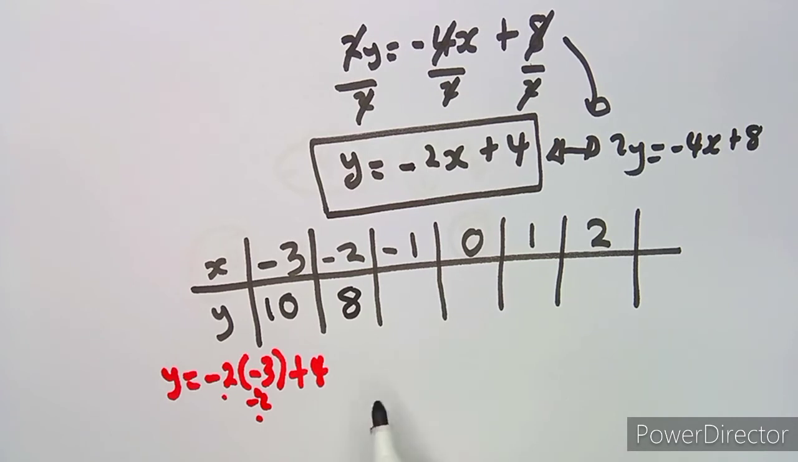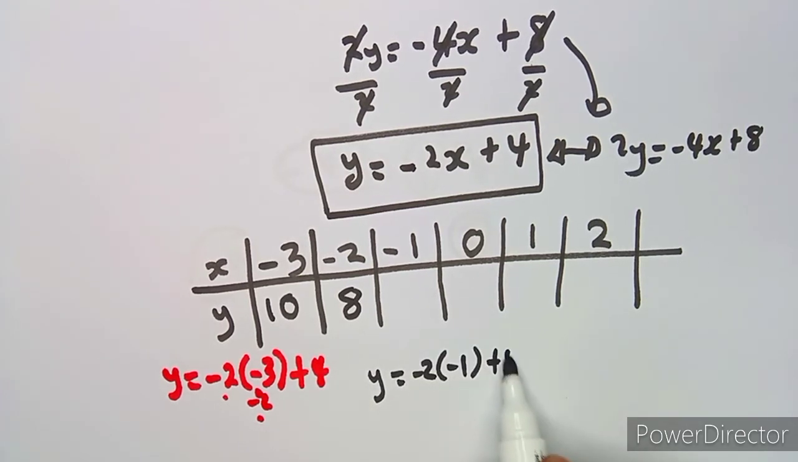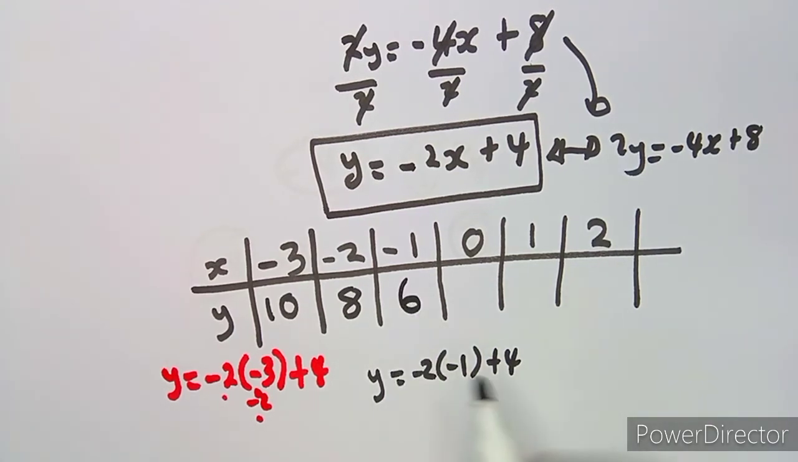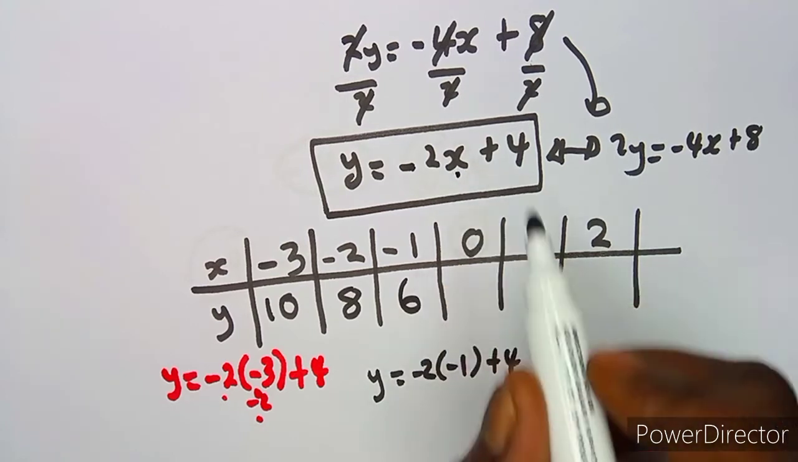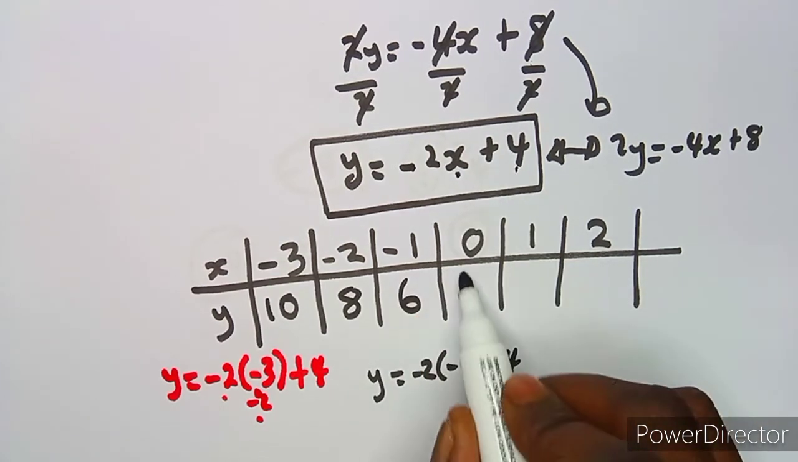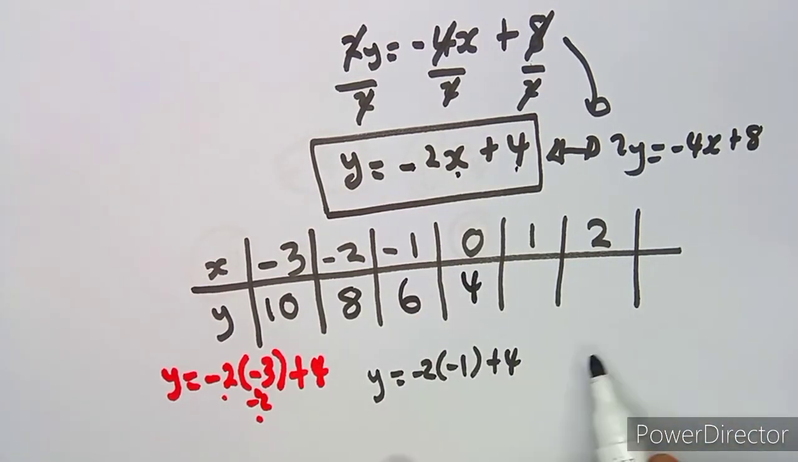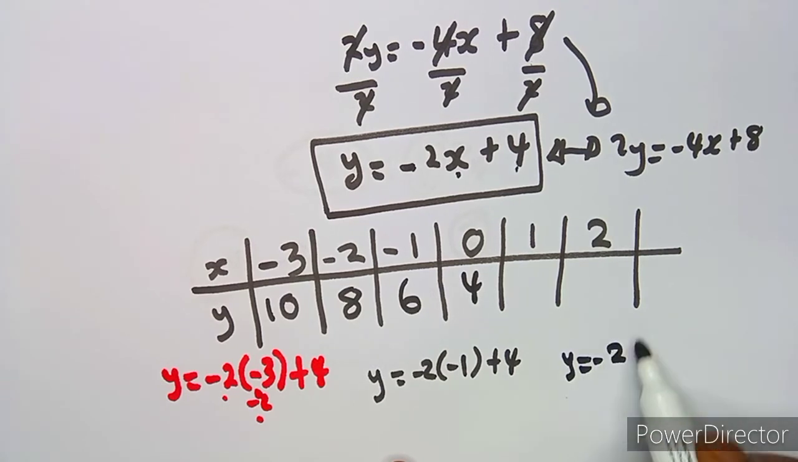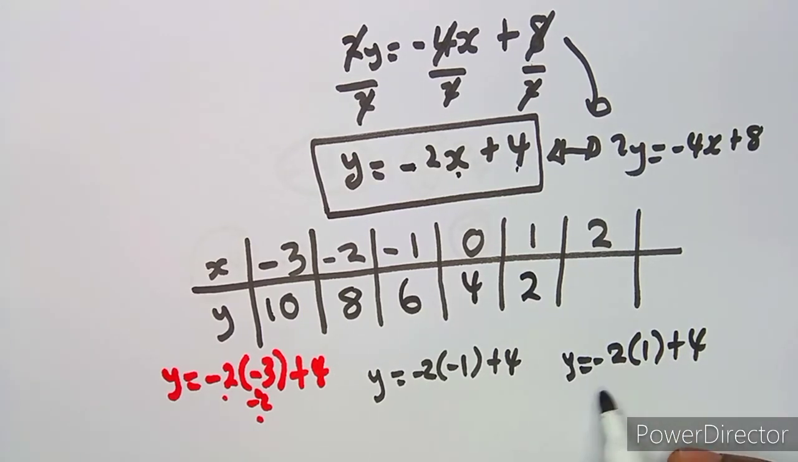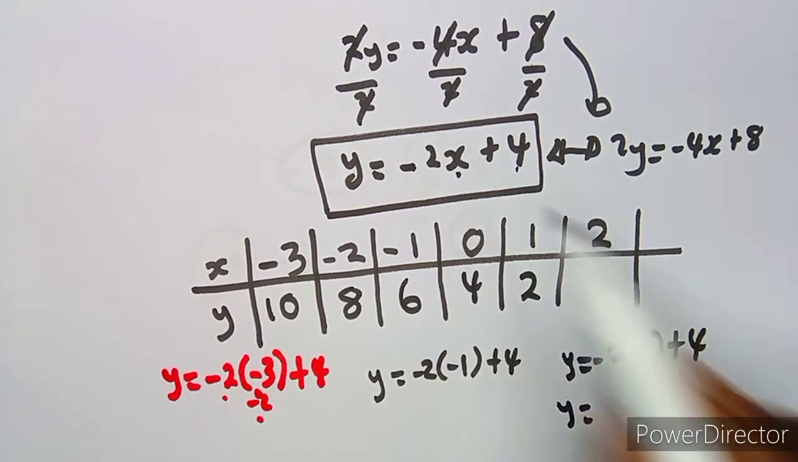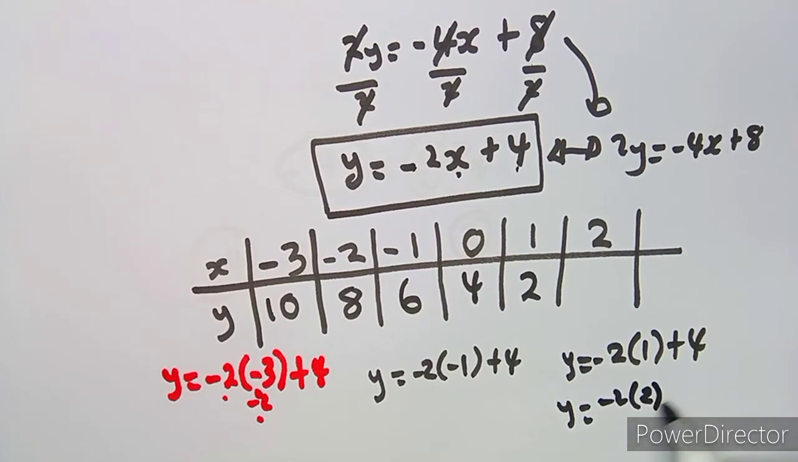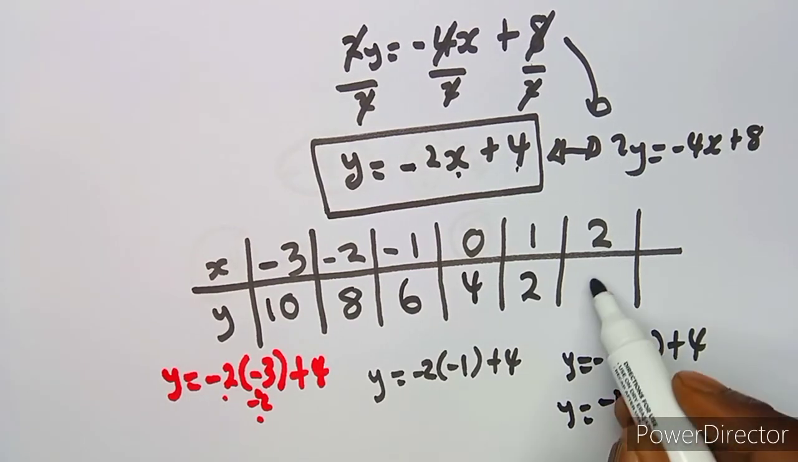When x is -1, you do the same. y is equal to -2 times -1 plus 4. So this is going to give you 6. When x is 0, you do the same. You substitute a 0 here and you're going to obtain a 4. When x is 1, you do the same again, times 1 plus 4, and this is going to give you 2. When x is 2, you do the same, guys. In place of x, you substitute 2 this time, which is going to give you a 0.